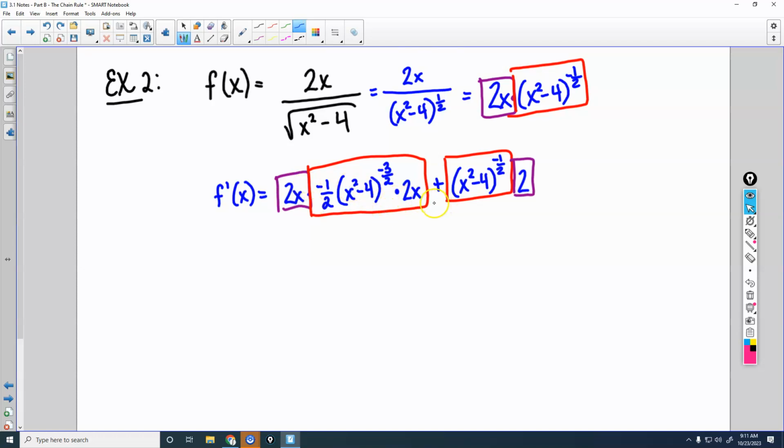So if we clean this one up a little bit before we try to simplify, here I've got 2x, a negative 1/2, and another 2x. So 2 times negative 1/2 times 2 is going to be negative 2. And I've got an x here and an x here, which gives me x squared. And then I've just got my x squared minus 4 to the negative 3/2. And then I'm going to just write this one, 2 times x squared minus 4 to the negative 1/2.